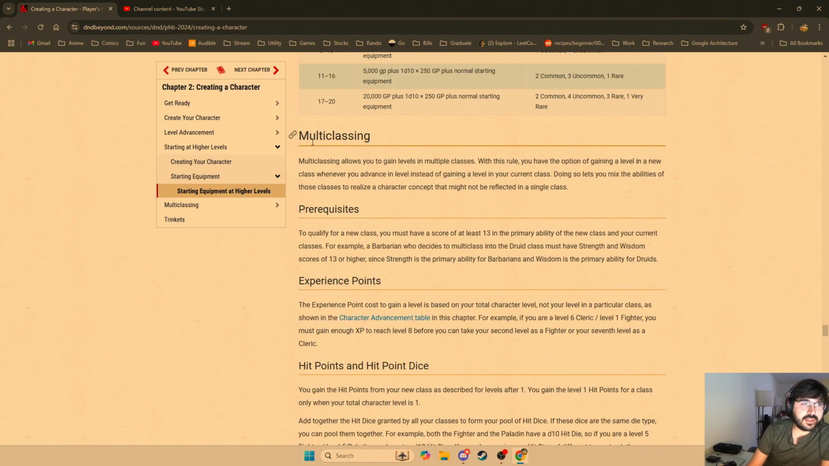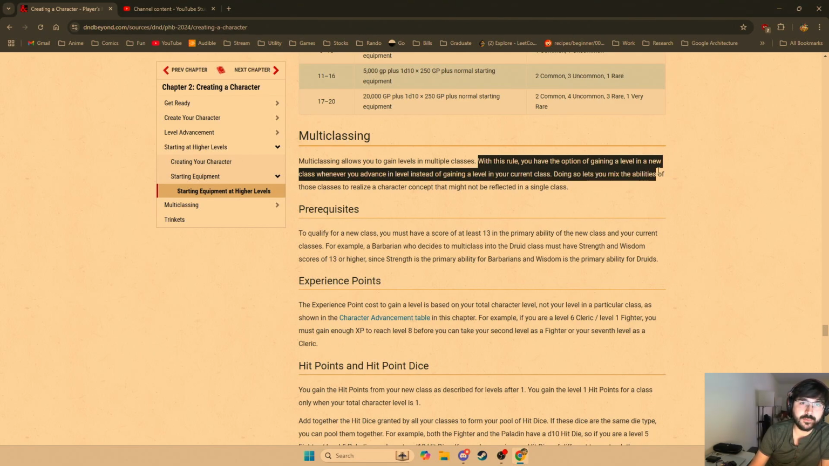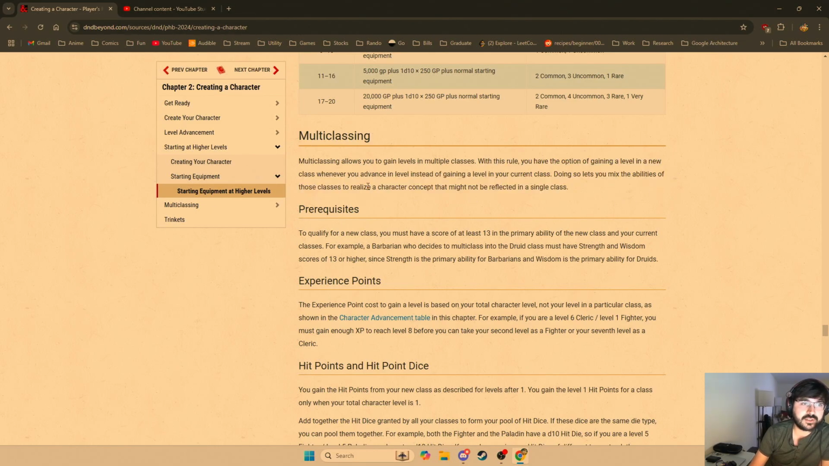Multiclassing. This is where you start leveling up multiple classes at once. With this rule, you have the option of gaining levels in new classes whenever you advance in a level, instead of gaining a level in your current class. Doing so lets you mix the abilities of those classes to realize concepts that a single character class can't do. I feel like most DMs are okay with this.